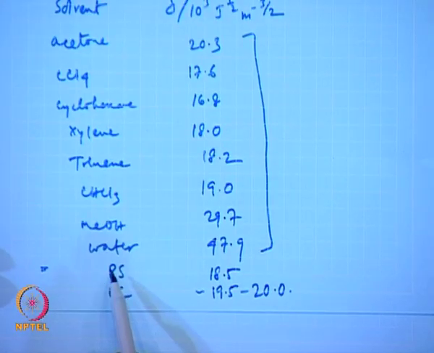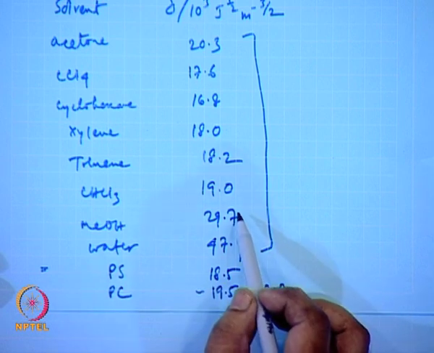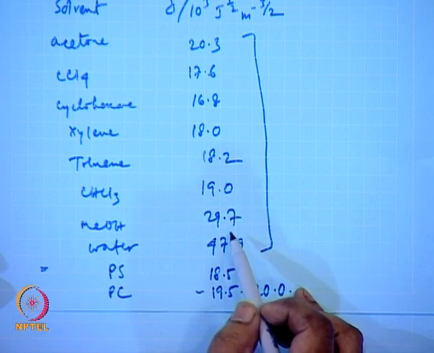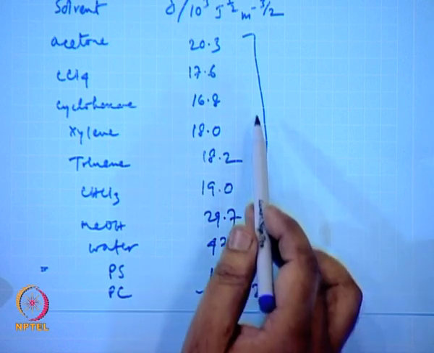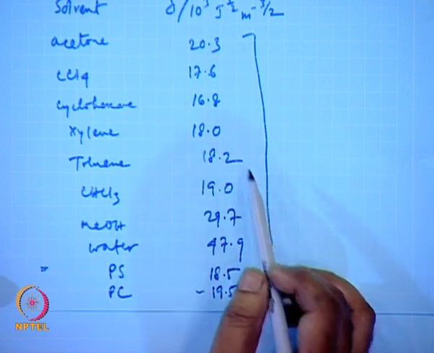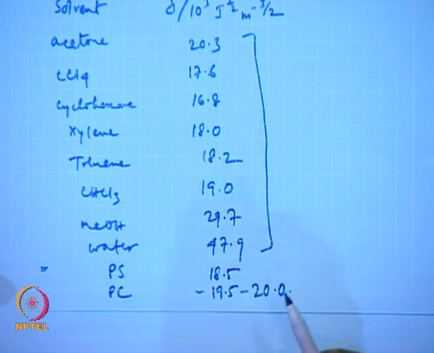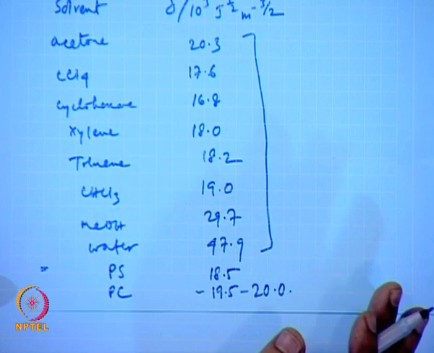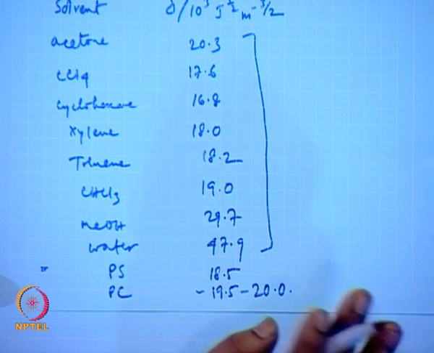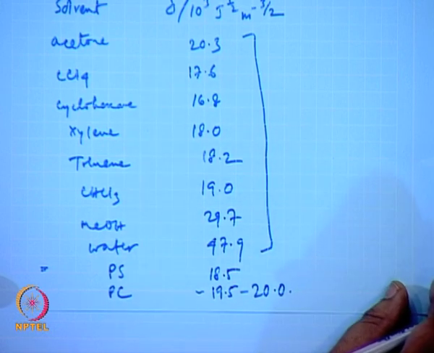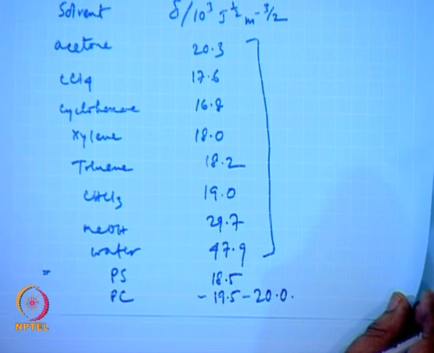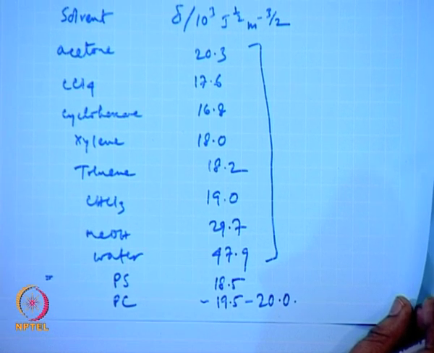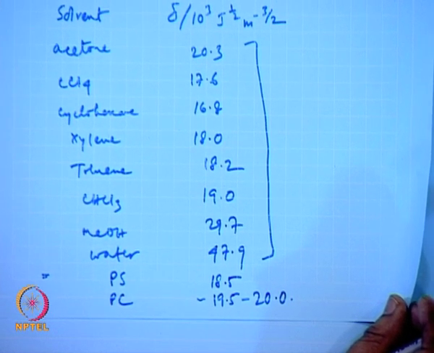If you look at the value for polystyrene, obviously polystyrene will not be soluble in water and methanol, but polystyrene is soluble in most of these other solvents. So, it does not give you the exact solubility behavior, but it gives you a guideline and helps you to understand and predict the solubility of a polymer in a solvent.